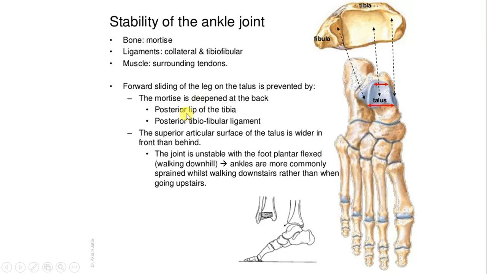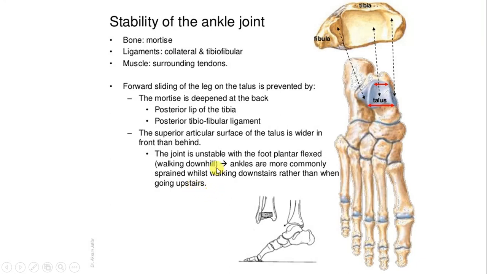These are the posterior lip of the tibia, which is deepened, and the posterior tibiofibular ligaments. This is the answer. And the superior articular surface of the talus is wider in front than behind. So what is the benefit of this? The joint is unstable in plantar flexion, walking downhill, and it is more commonly sprained while walking downstairs than when going upstairs.